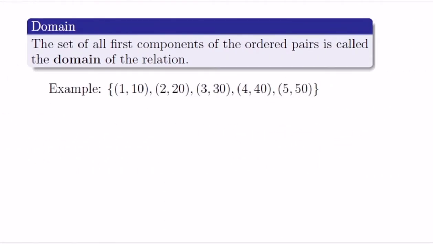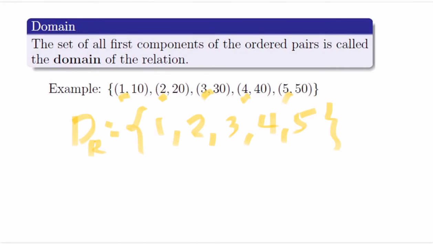Next, we have the domain. The set of all first components of the ordered pairs is called the domain of the relation. So going back to our first example, this same set, the first components of the ordered pairs are 1, 2, 3, 4, and 5. Okay, so we can write D for the domain of this relation. D is the set containing 1, 2, 3, 4, and 5. Notice that we only list down the first components of every ordered pair. So the elements of the domain are not ordered pairs, but mainly the elements which are the first component of the ordered pairs.